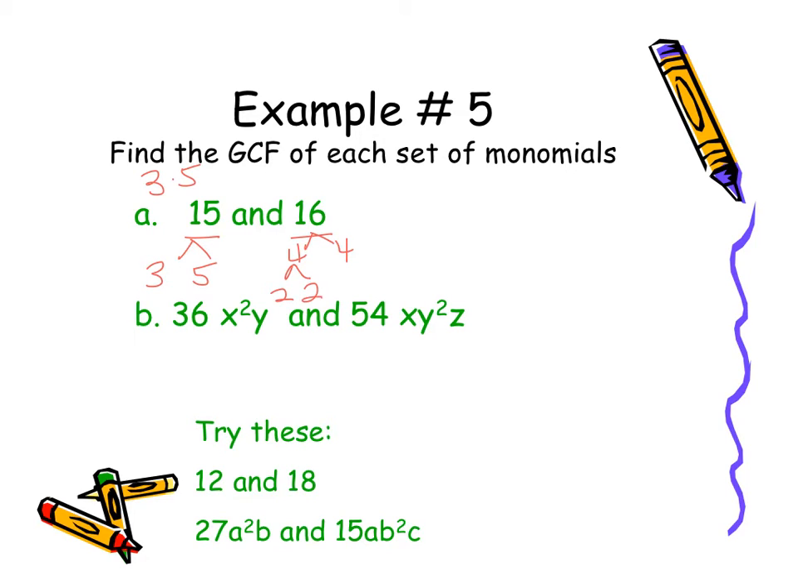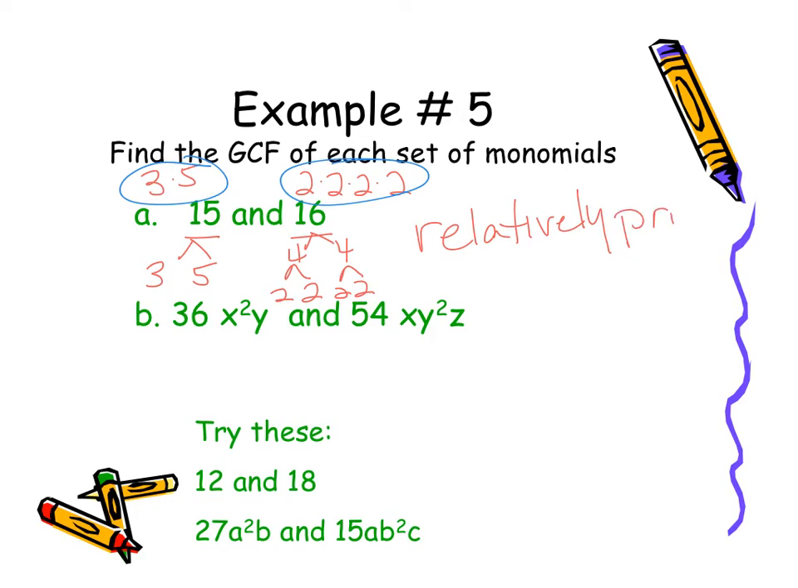And 4 is 2 times 2, and 2 times 2. So my prime factorization of 16 is 2 times 2 times 2 times 2. And if I look at my 2 factor trees here, they share absolutely nothing in common. So these 2 terms would be what is called relatively prime. They don't have any factors that they share in common.